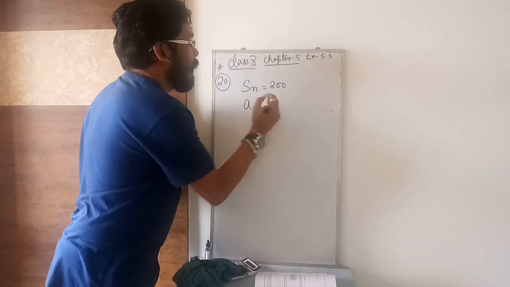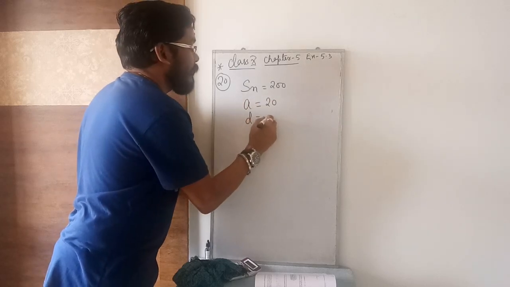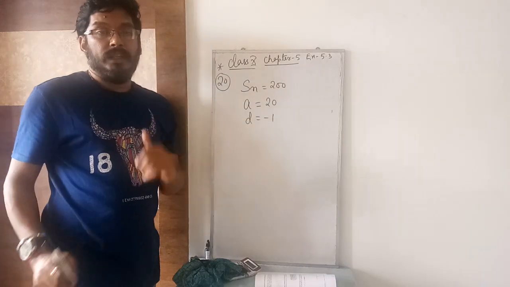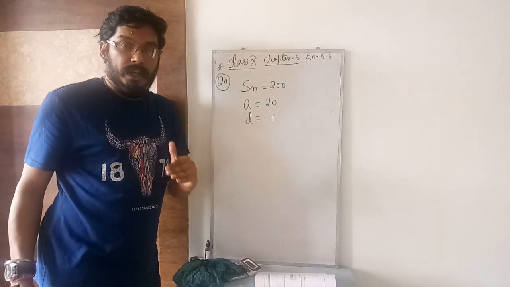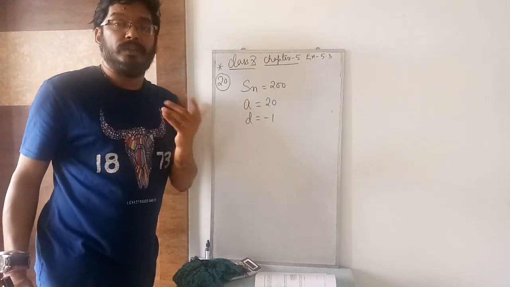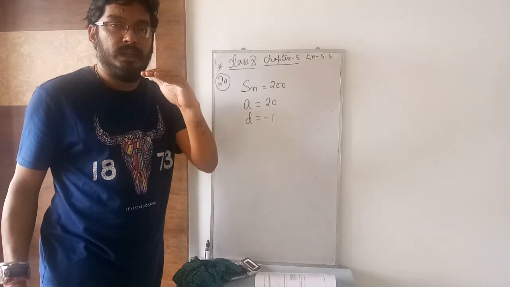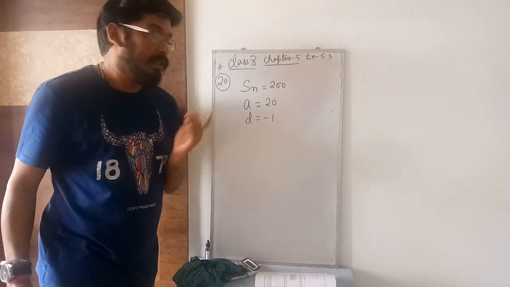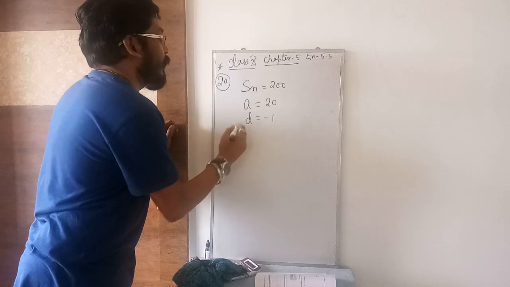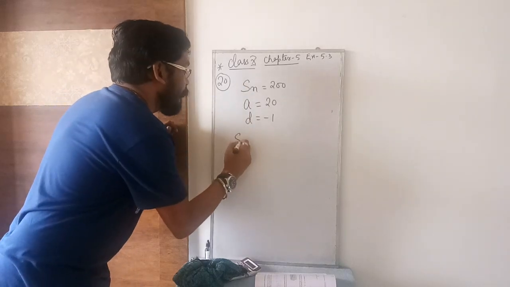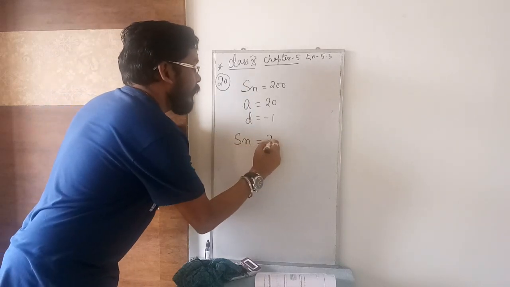So you are placing in the first row 20, so A equal to 20, and D equal to -1. Why -1? Because the number of logs is decreasing. So 20, then 19. The difference is 1. After 20, 19, since it is decreasing, so -1. I have to find N. So I will start with Sn.